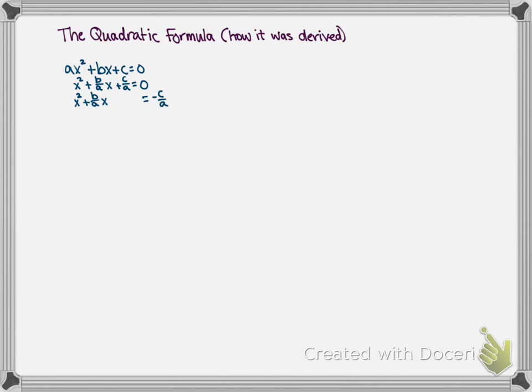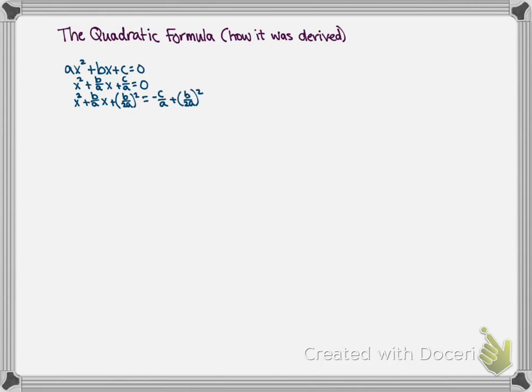Next, move the constant to the right-hand side. So I have x squared plus b over a x, I'm leaving a space to complete the square, equals negative c over a. What do I need to add to both sides? Well, remember, that's half of the coefficient of x. So half of b over a is b over 2a, and I square that. I add it to the left, and I add it to the right-hand side.